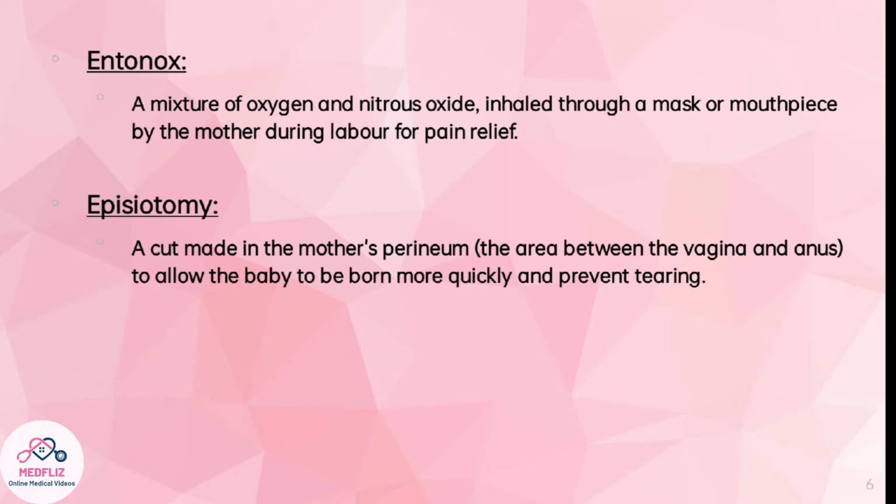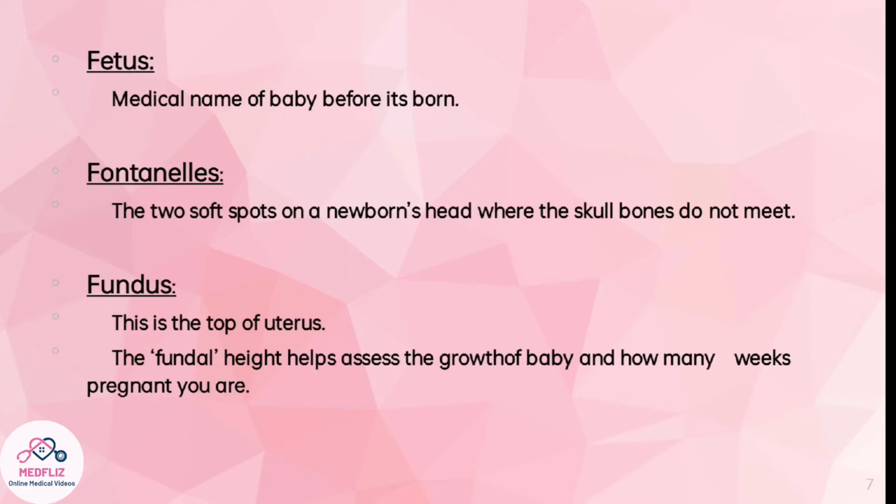Entonox, a mixture of oxygen and nitrous oxide inhaled through a mask or mouthpiece by the mother during labor for pain relief. Episiotomy, a cut made in the mother's perineum, the area between the vagina and anus, to allow the baby to be born more quickly and prevent tearing. Fetus, medical name for the baby before it's born.